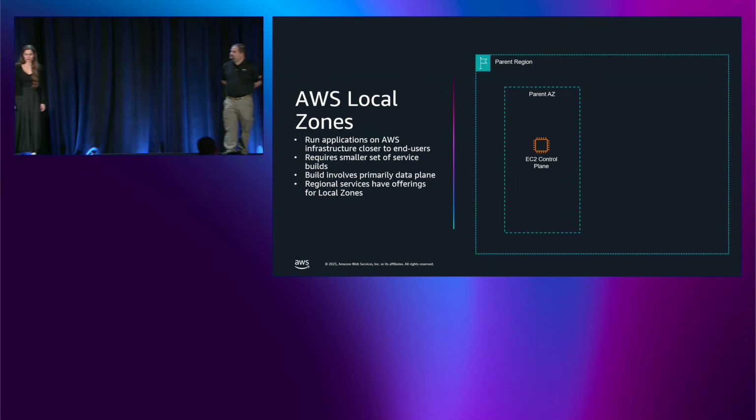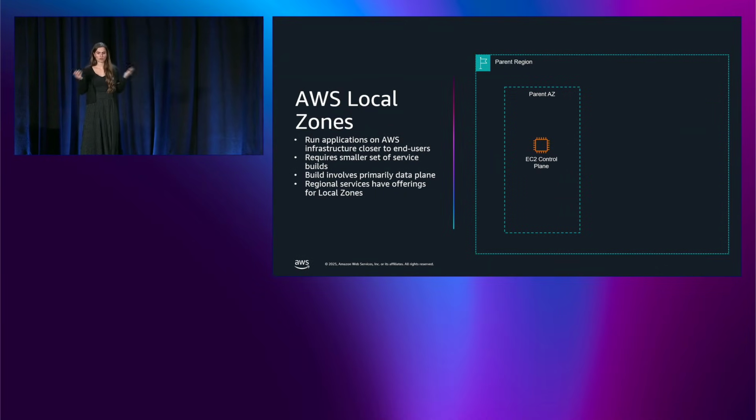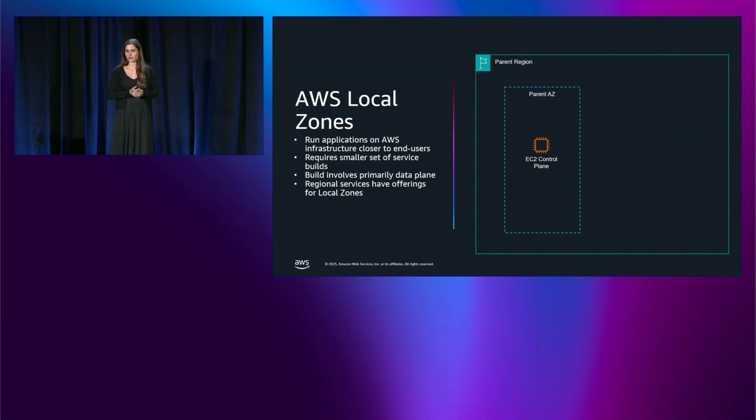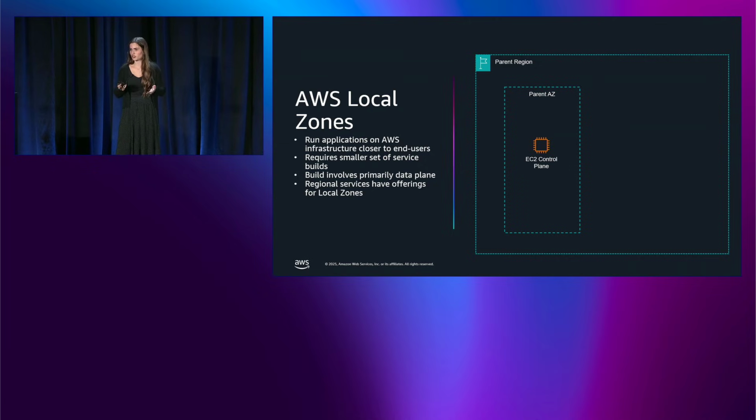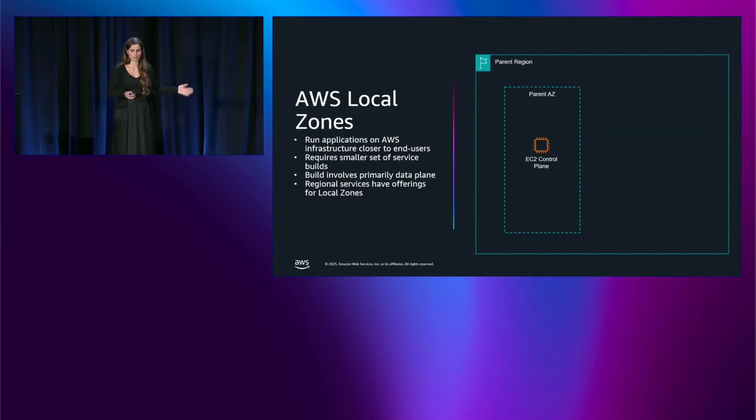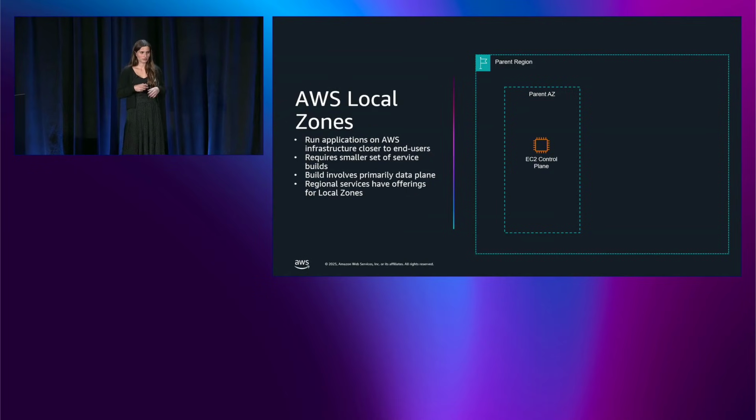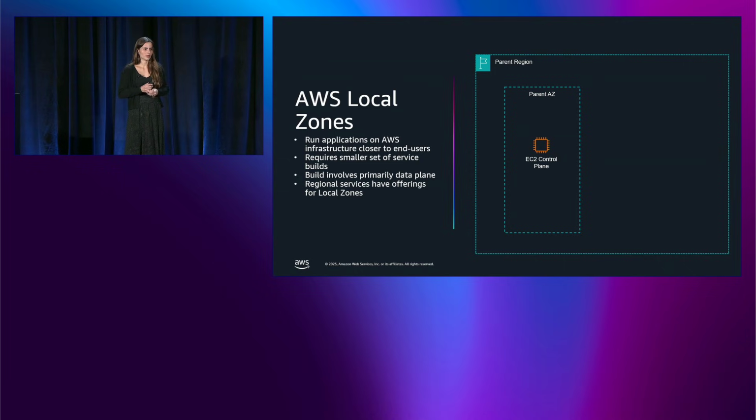So let's talk a bit about local zones next. So local zones exist so customers can run their applications on AWS infrastructure closer to their end users. And to provide additional capacity. So we have a few different flavors of local zones. We have our standard local zones, and we have dedicated local zones, which are dedicated to a specific customer, which means they might come with additional security services or whatever that customer may require.